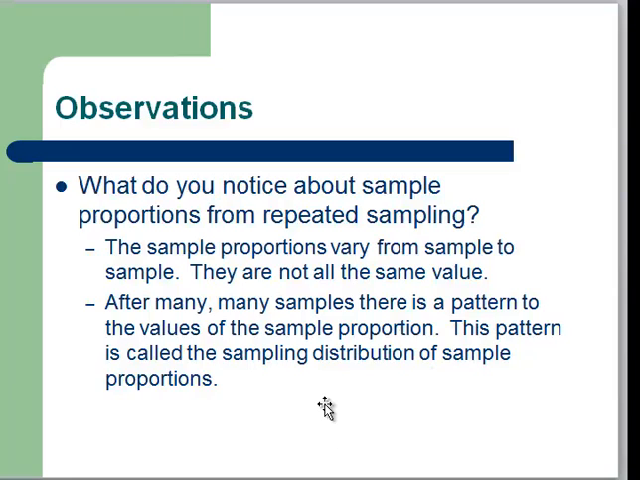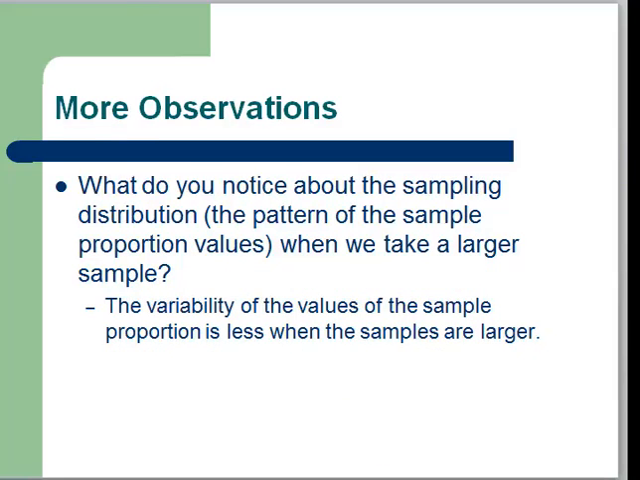And we noticed that this sampling distribution had a very definite shape. It had this nice bell shape to it, with tails on either side, but the majority of the sample proportions being very close to the population proportion. What do you notice about the sampling distribution when a larger sample was taken? Well, remember when we took 250 candies instead of 25 candies, the sample proportions were much closer. There was much less variability. The variability of values of the sample proportion is much less when the samples are larger.